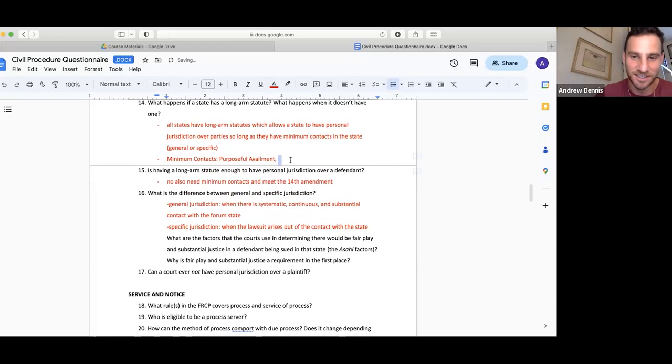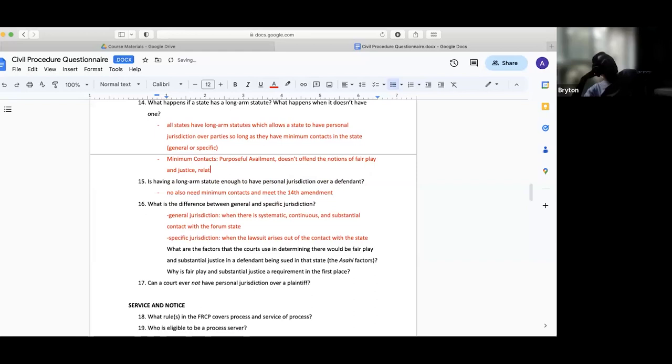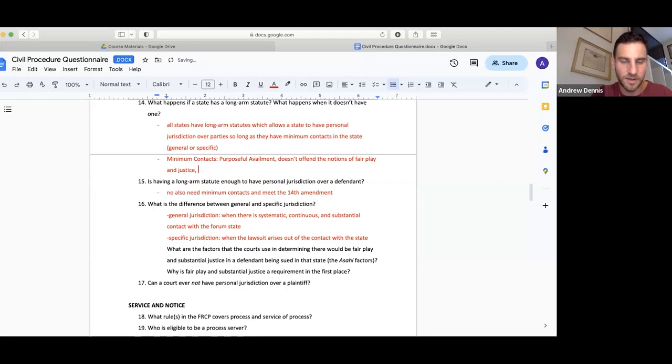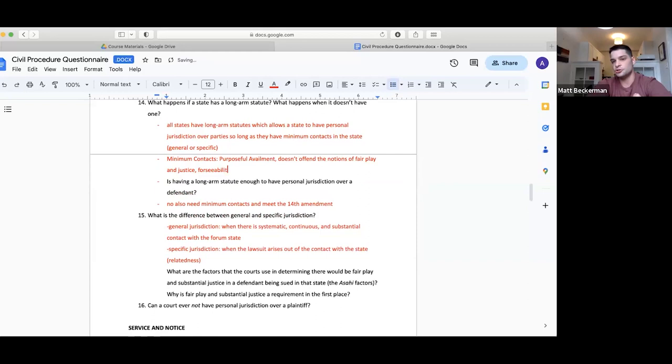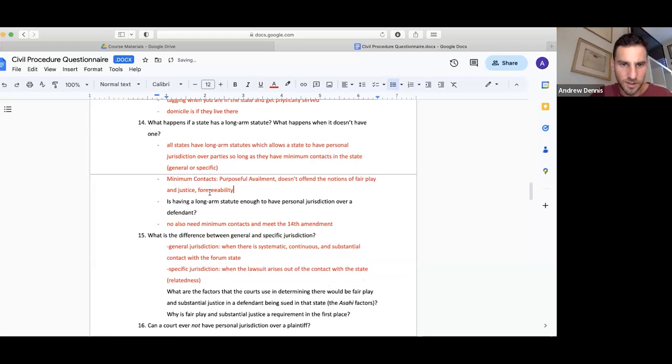Doesn't offend the notions of fair play and substantial justice. I like that. Mm-hmm. And then relatedness, right? Relatedness is only for specific jurisdiction, I think. And it's all kind of jumbled together, though. And foreseeability comes in here somewhere, right? Yeah. Is there contact with the state, something that could foresee being sued in the state? Exactly. And again, even if this is not perfect, we're just talking about this.